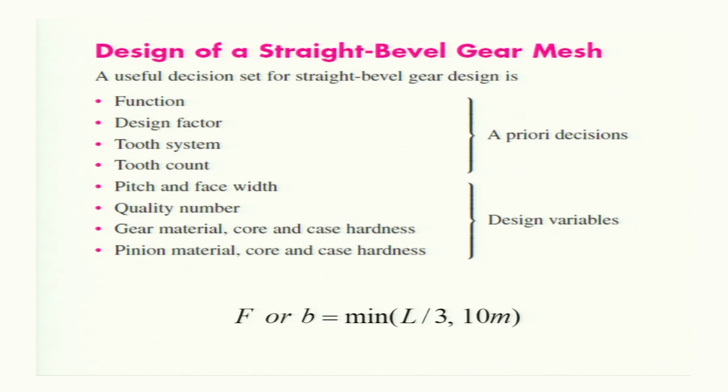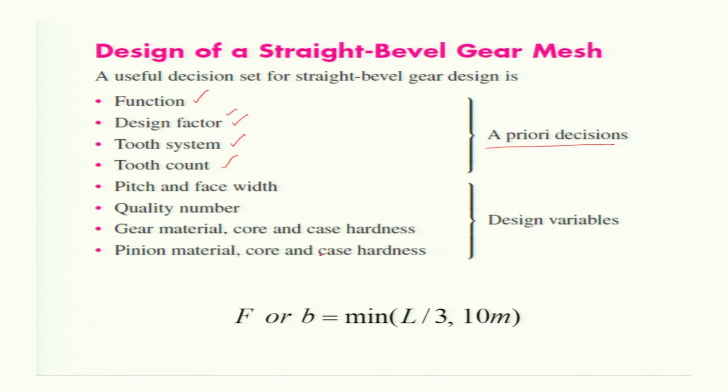Now, design of a straight bevel gear mesh. A useful decision set for straight bevel gear design is, we have a priori decisions like what function we want to do, the design factor meaning the factor of safety we want, the tooth system, and tooth count. The design variables are the pitch and the face width, quality number, gear material, core and case hardness, pinion material, core and case hardness, and accordingly we will check whether the factor of safety which we want to achieve is achieved or not.